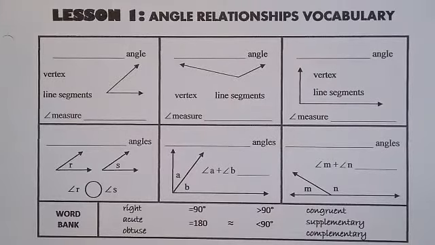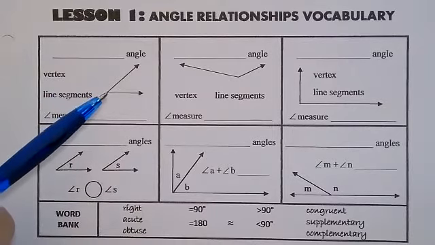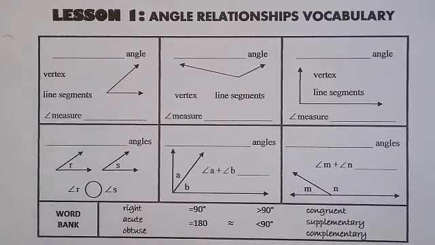Lesson 1, Angle Relationships Vocabulary. We're going to use this word bank at the bottom to fill in the blanks above. So let's look at this first angle. This angle is an acute angle.